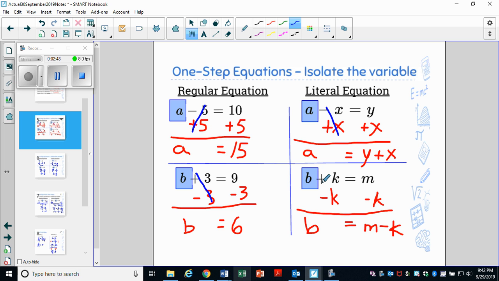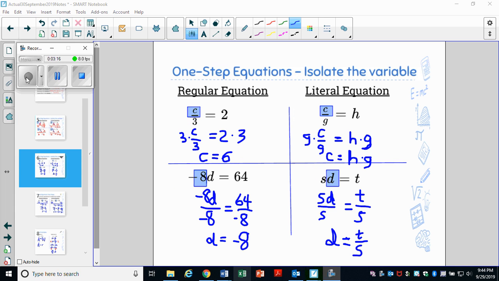Now here, we have b plus k equals m. Since we're isolating b, we need to subtract k from both sides. Again, subtraction property of equality, and then the additive inverse makes the positive k and the negative k go away. So we have a result of b equals m minus k.